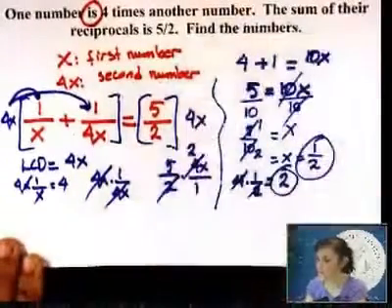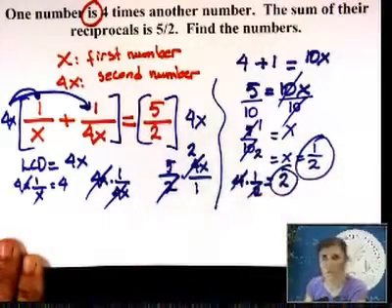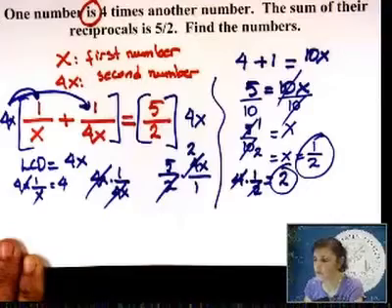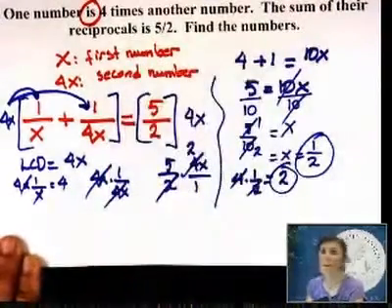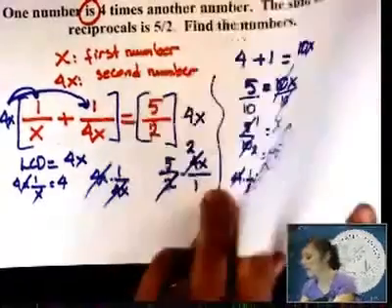It says the sum of their reciprocals is 5 halves. Is that the case? The reciprocal of that is 2. The reciprocal of that is 1 half. 2 and 1 half, which happens to be 5 halves. Oh, it looks like we did it right. Always have that check at the very end.